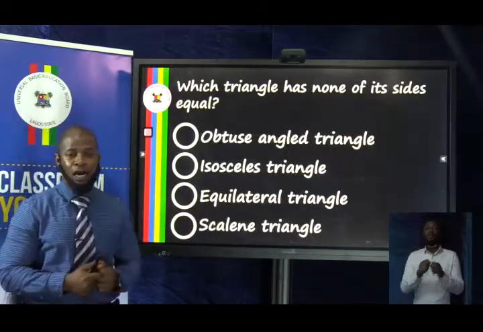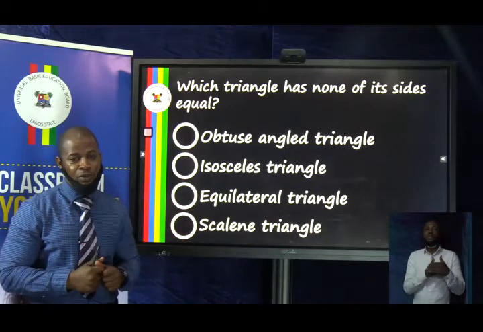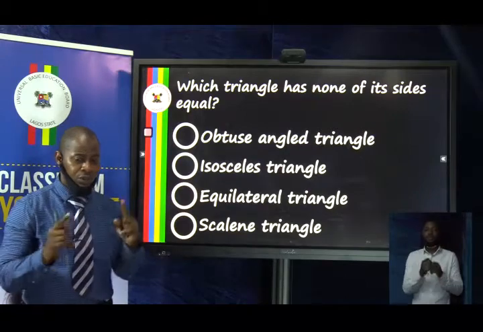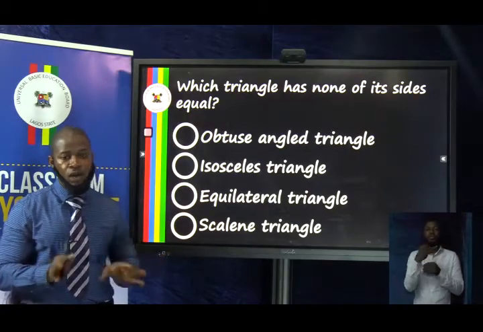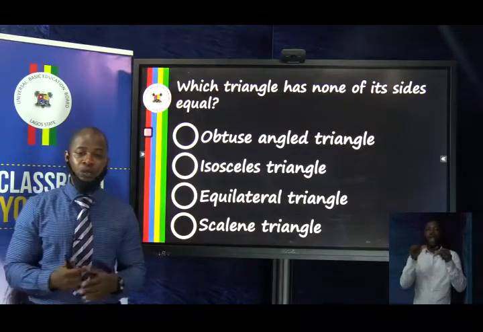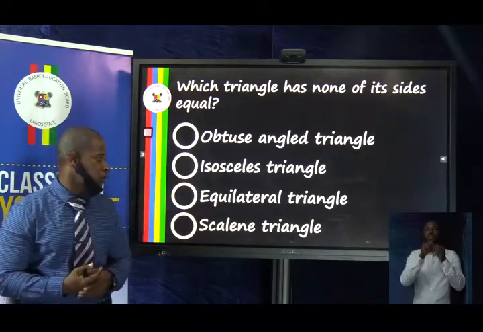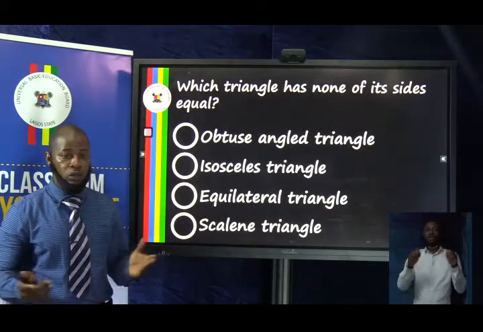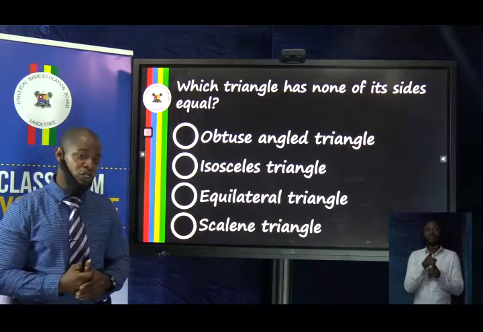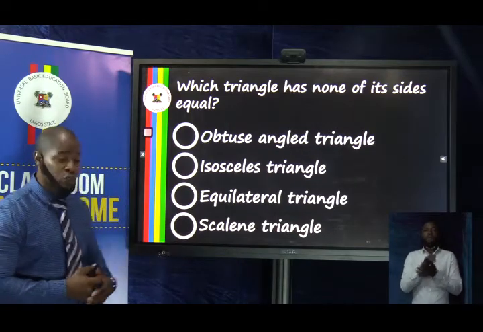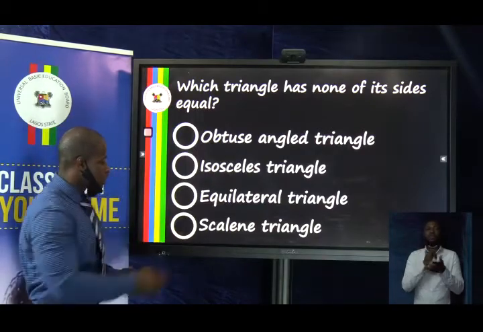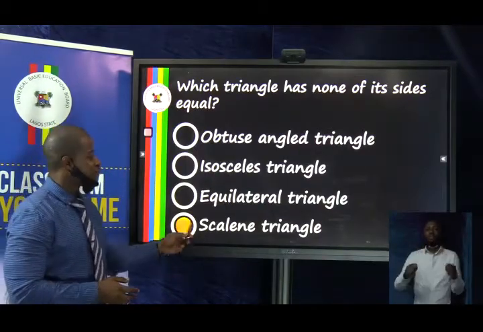Which triangle has none of its sides to be equal? There are about 4 different types of triangle that you were taught. There's a particular one that has none of its sides to be equal and none of its angles to be equal. What is the name? The options are obtuse angle triangle, isosceles triangle, equilateral triangle, or scalene triangle. Have you selected your answer? Should I give you some more time? Well, I believe you're smart children and the answer is really popping out at you and you've selected it. It is a scalene triangle.